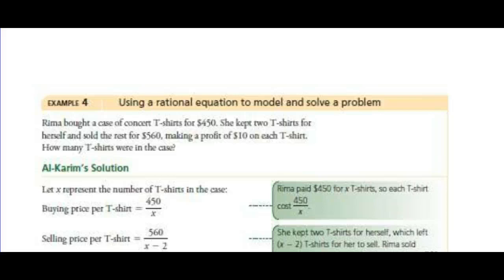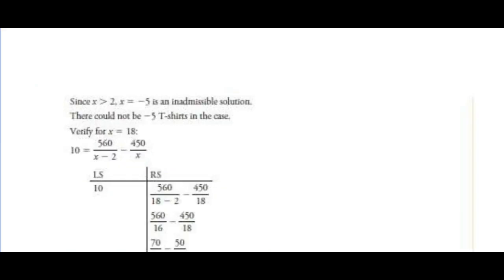She kept 2 shirts for herself and sold the rest for $560, making a profit of $10 on each t-shirt. How many t-shirts were in the case? Okay, so the case was $450. She kept 2 shirts, sold them for $560.